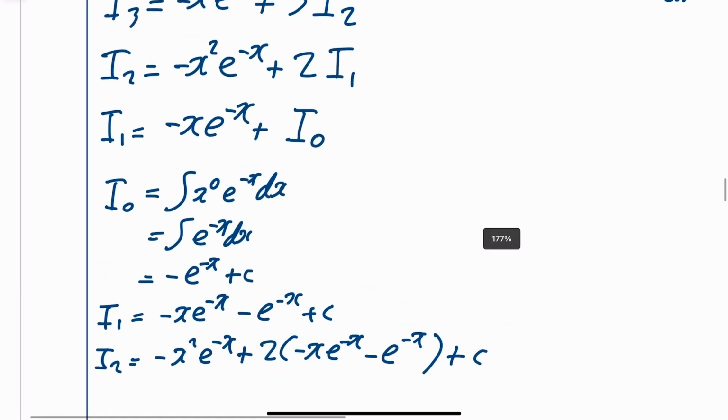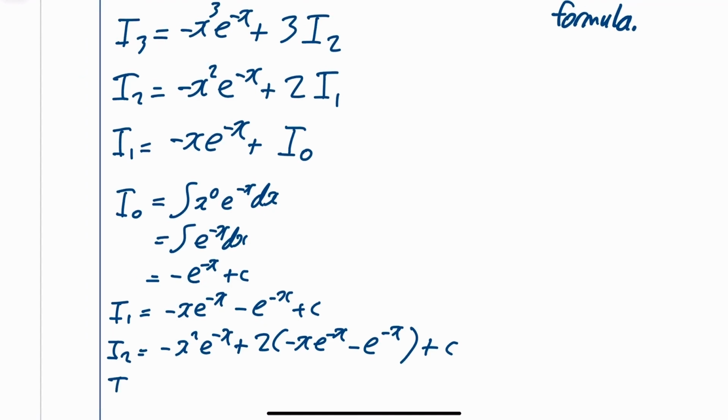And your I3, I'm just about squeezed on there, I3 then would be equal to minus x cubed e to the minus x plus 3 lots of minus e to the minus x.